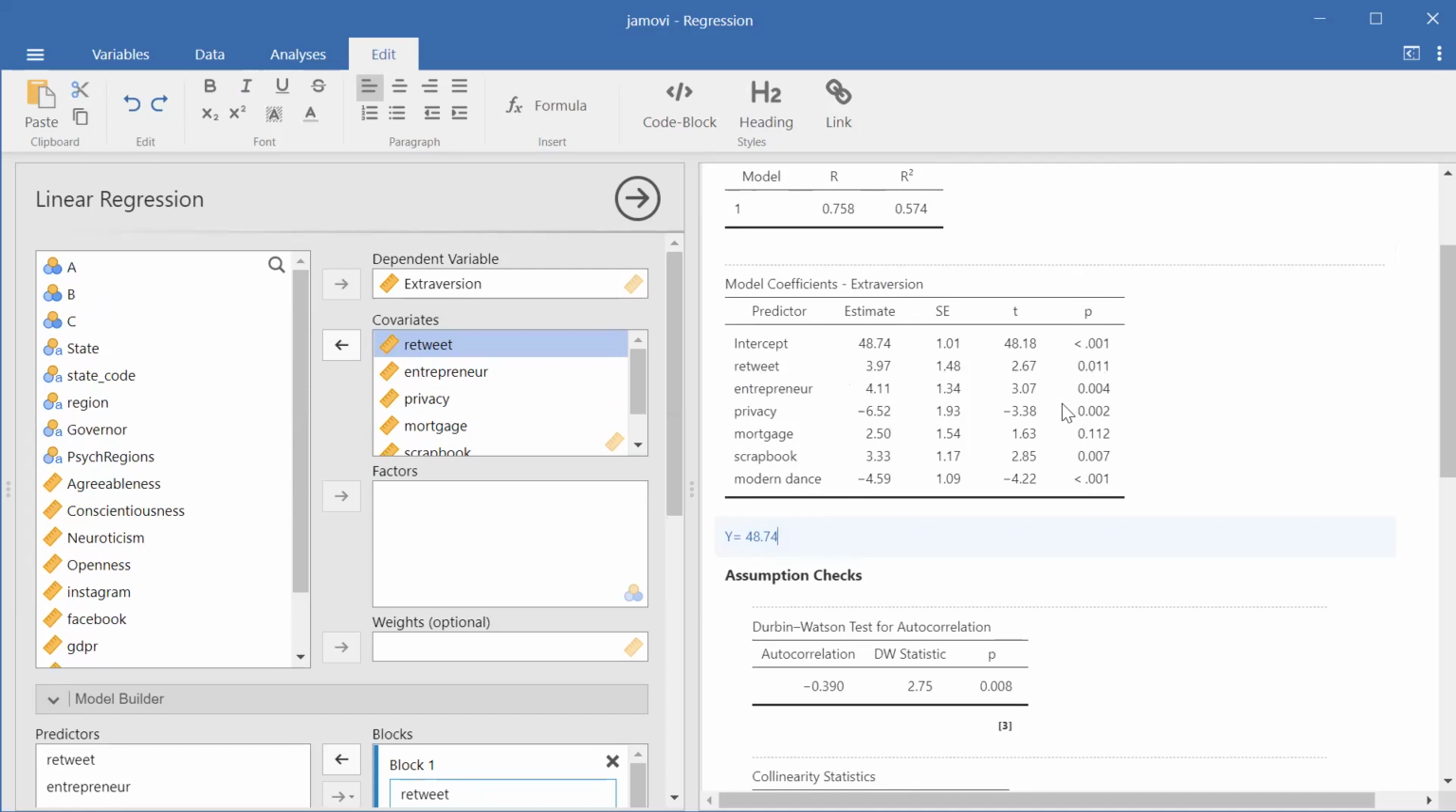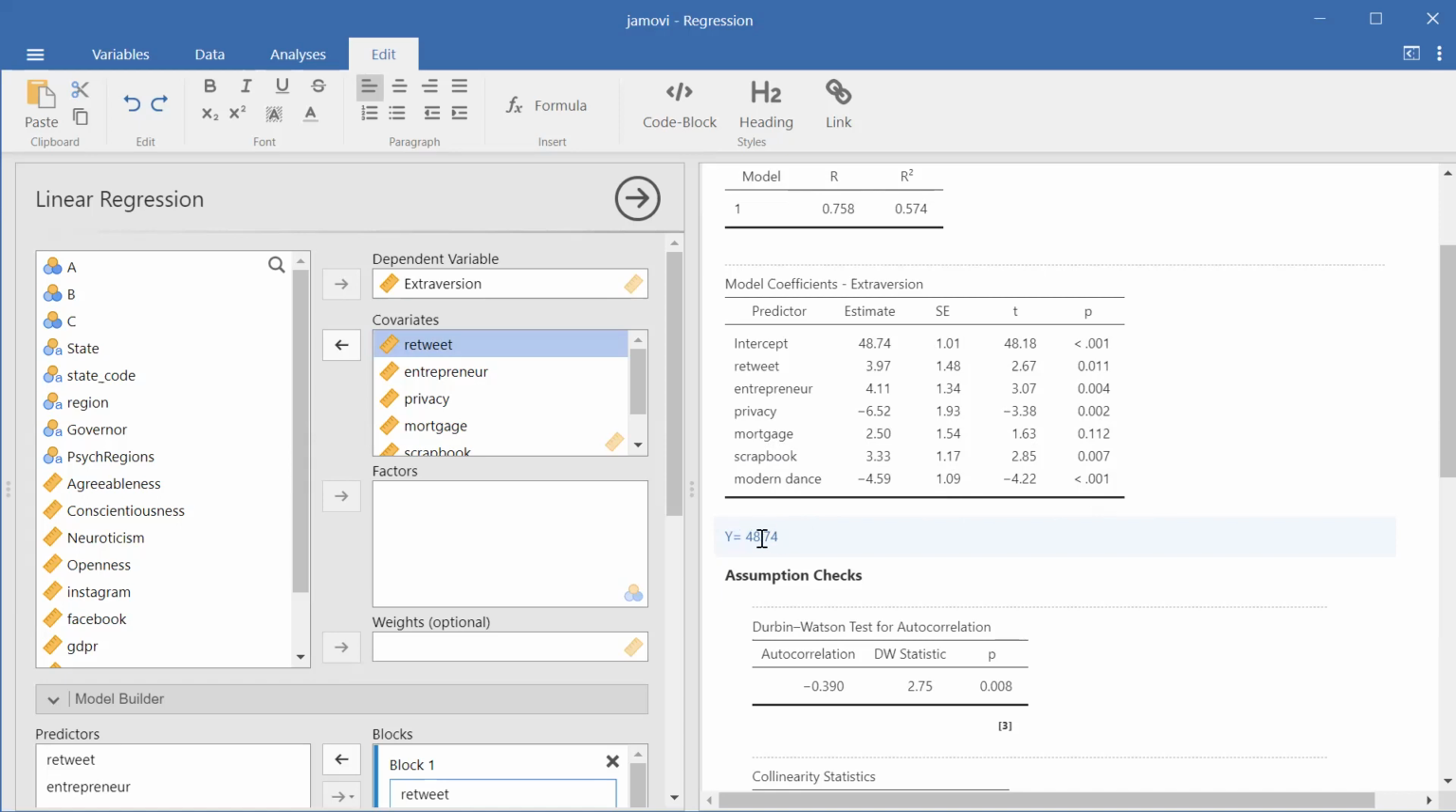The same process goes for entrepreneur and privacy. But now look at mortgage. Mortgage is greater than 0.05, which accepts the null hypothesis and rejects the alternative hypothesis, and indicates that there is no relationship between mortgage and extraversion. For scrapbook and modern dance, the value of p is less than 0.05, which indicates that there is a relationship and the alternative hypothesis is true. So we do not include mortgage in the equation that we're making right now.